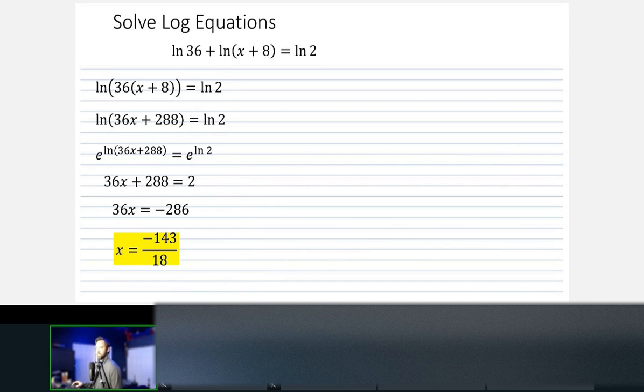Back 288, then divide by 36. No, what happened? Did you find your mistake? What happened?